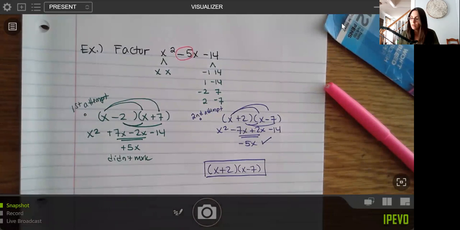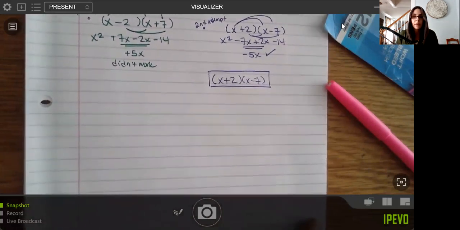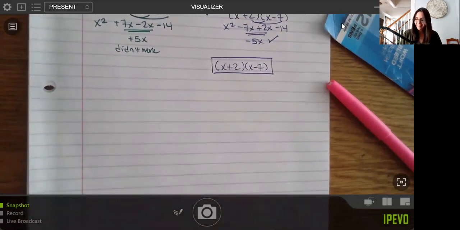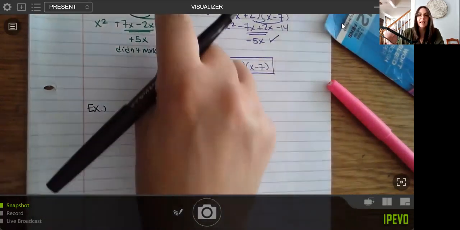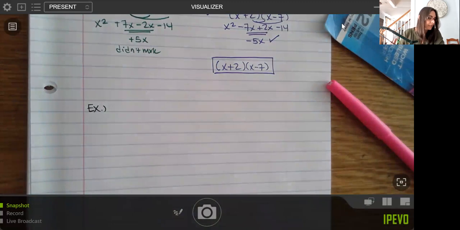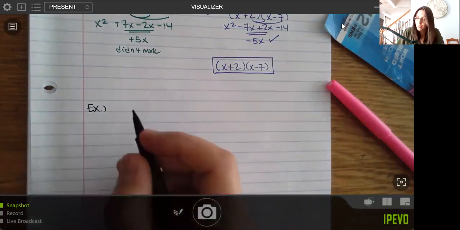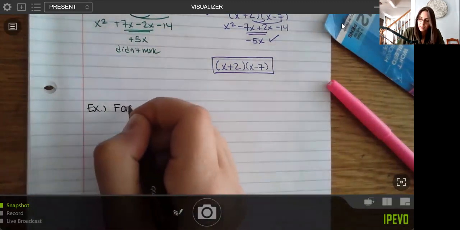Okay. Now, let's make it a little bit harder. When the first term is just x and x for your options, it's pretty easy. Maybe not easy is the right word, but you have less options, so it's a little simpler.